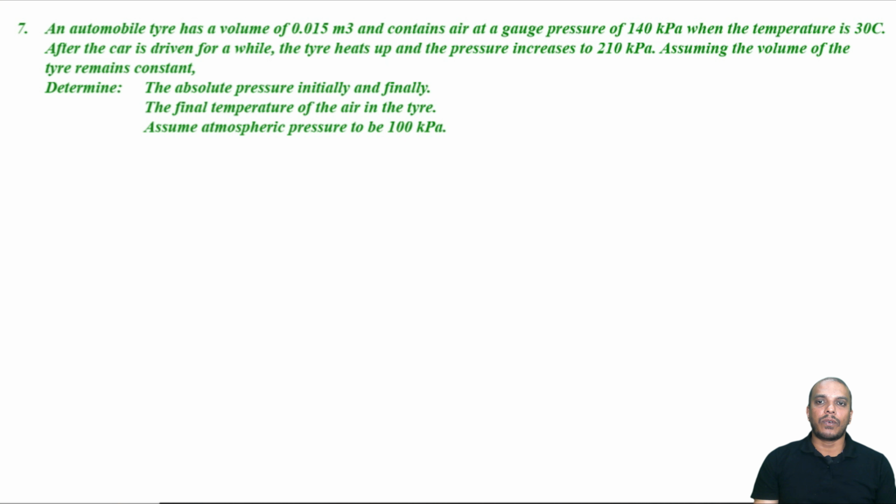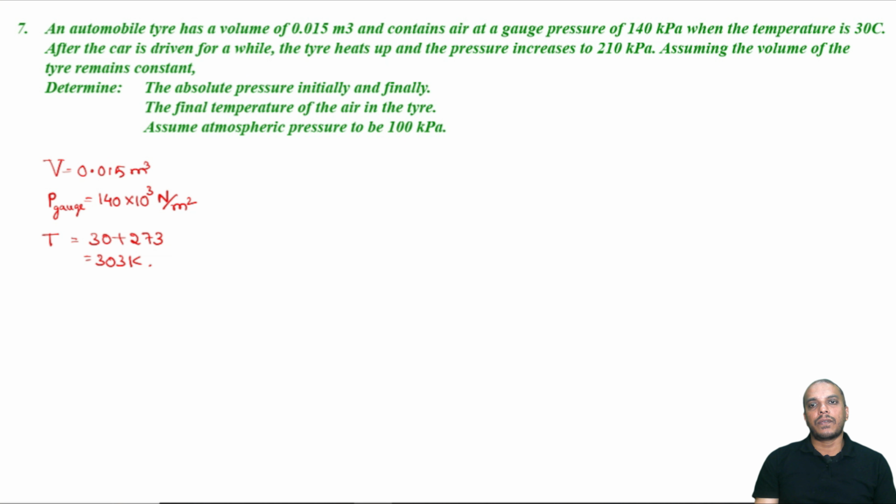An automobile tire has a volume of 0.015 meter cube. So, volume is given: 0.015 meter cube, and contains air at a gauge pressure of 140 kilopascal. So, gauge pressure is given: 140 kilopascal. Kilopascal to pascal is 10 power 3 Newton per meter square. When the temperature is 30 degrees Celsius, so temperature is 30 plus 273, which is 303 Kelvin.